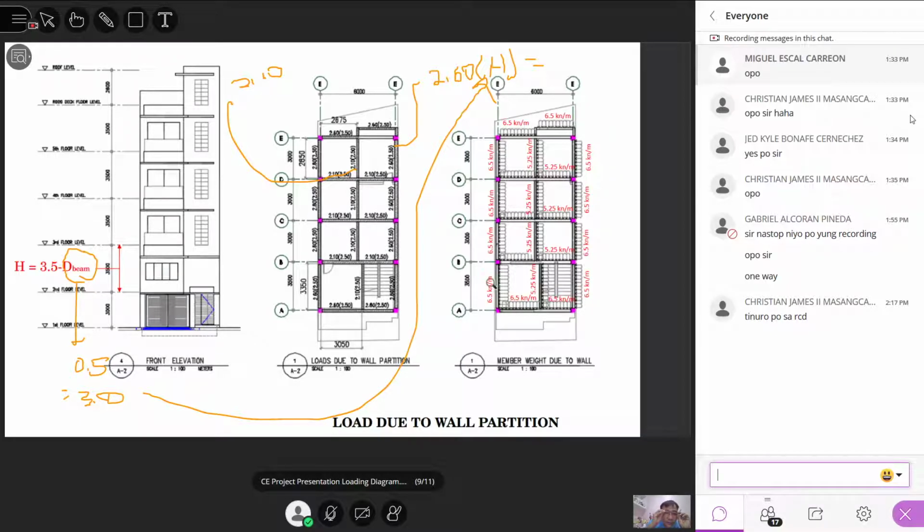Okay, sorry class, no? Ang ginamit ko 2.5. So sa interior meron kang 2.10. Sa exterior meron kang 2.6. But we need to correct this 2.5. It should be 3.0.